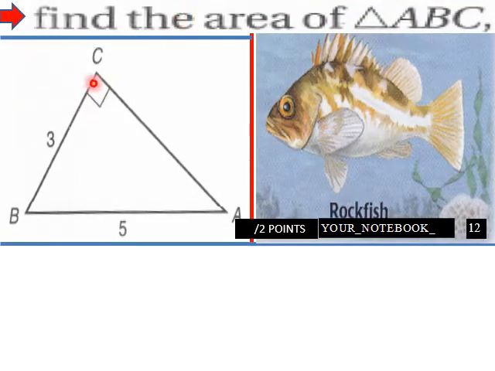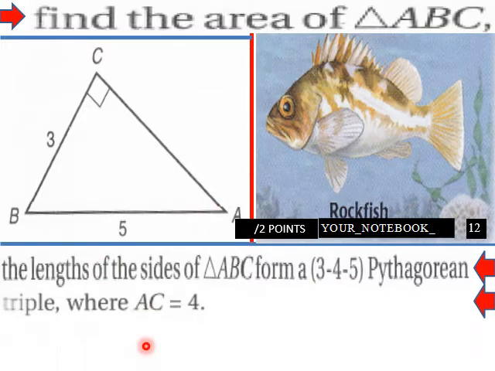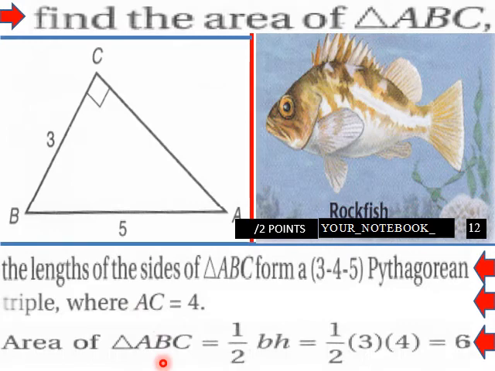So find the area of this triangle here. The lengths of the sides of triangle ABC form a 3, 4, 5 Pythagorean triple, where AC equals 4. So AC would equal 4 here. Area of triangle ABC, 1/2 base times height, would be 1/2 times 3 times 4, this is your height.